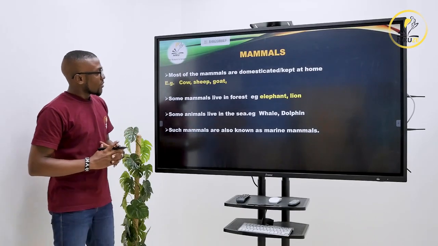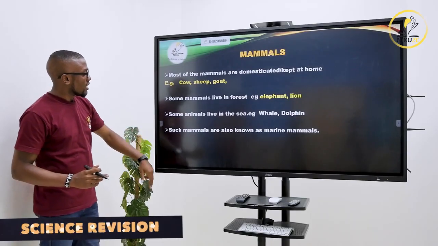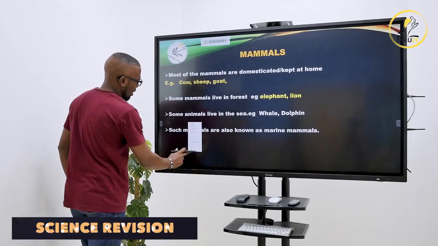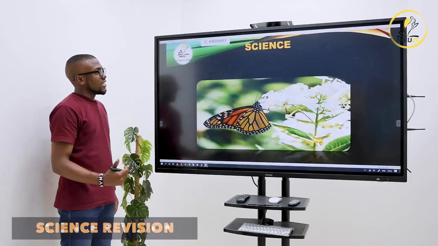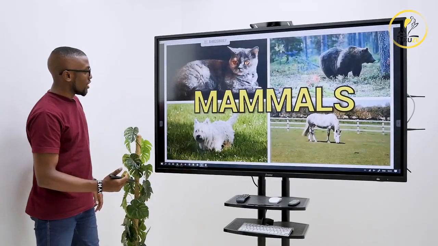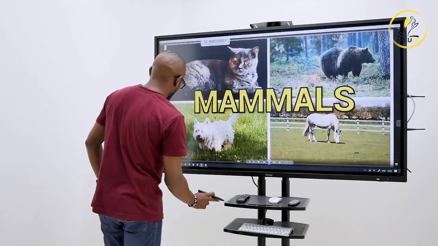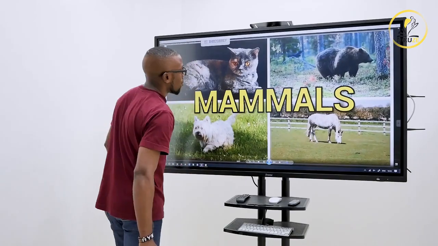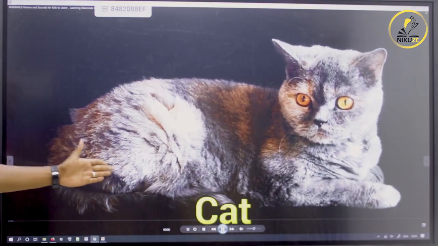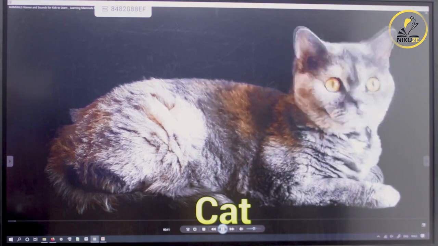So right now, I want us to look at some more examples of the mammals. We are going to look at further examples in the videos, of how these mammals look like. We have got quite a number of them. As you can see, these are the mammals. So let's see. This is a cat. Cat is one of the mammals that is domesticated, that is being kept at home.